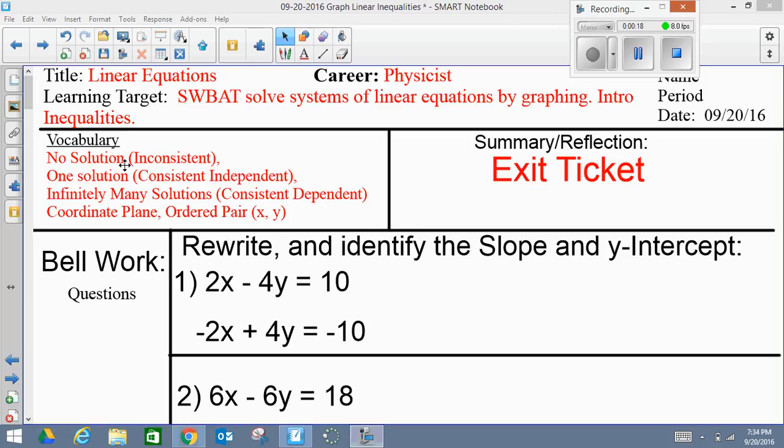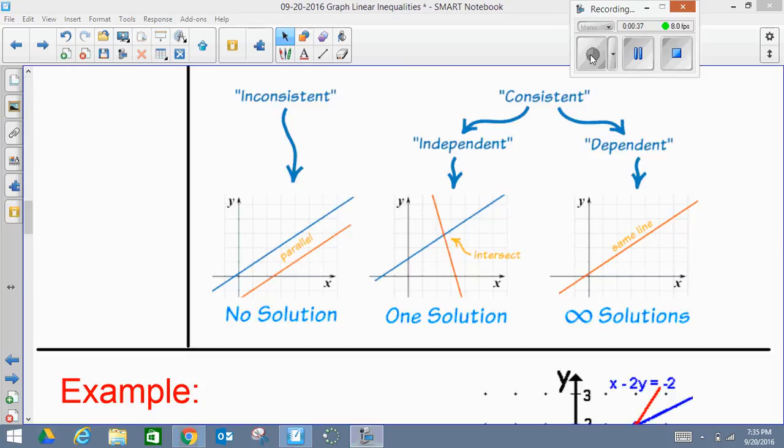No solution is also called an inconsistent system. One solution is consistent and independent. Infinitely many solutions is consistent and dependent. Coordinate plane and ordered pair are terms that we should know also. The terms that I just spoke about are basically this.